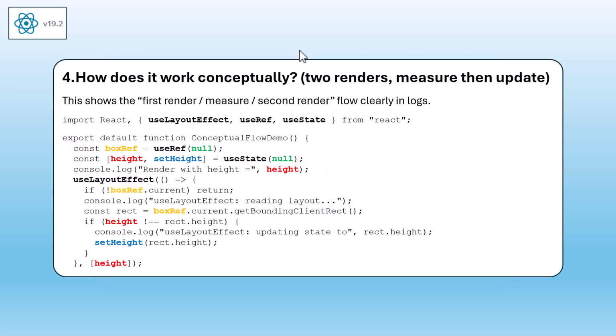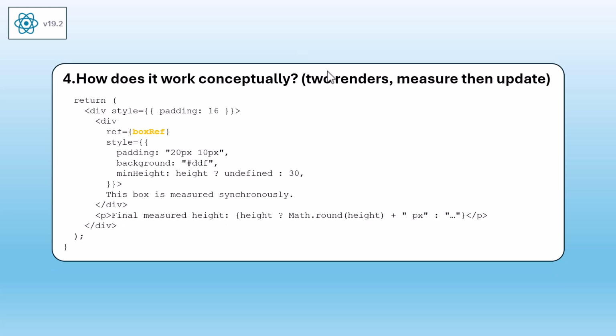4. How does it work conceptually? Here's the flow. The component renders the first time, perhaps with default or placeholder measurements. Once the DOM is updated, React executes the useLayoutEffect callback. Inside that callback you can synchronously read layout metrics, for example from a reference to a DOM node. Then you may update state to reflect your new measurement or layout decision. Because you updated state, React schedules a re-render. That second render will display content with the correct layout. All of this happens before the browser paints, so to the user it appears instantaneous and correct.